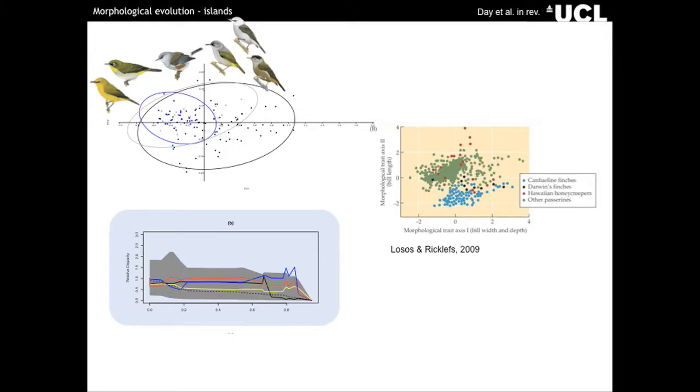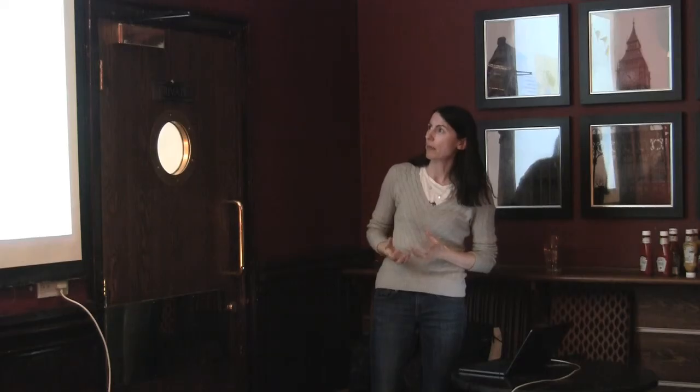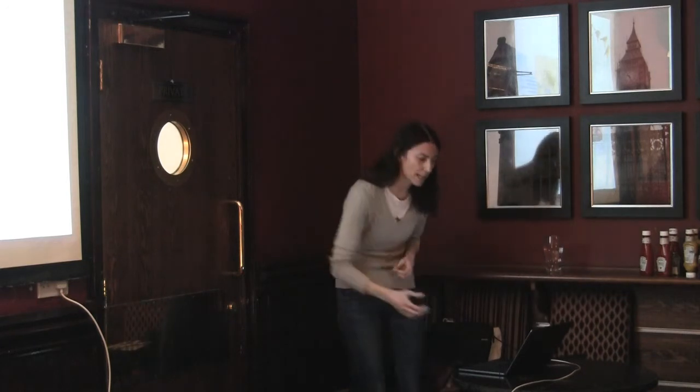And this pattern's actually been noted in these carduline finches. This is some work by Losos and Ricklefs. They show that the continental birds are quite constrained from this plot here, but the Hawaiian honeycreepers, which are a subset of these finches, as we saw before, have this huge area of morphospace. So birds on continents probably have slightly more constrained morphology.